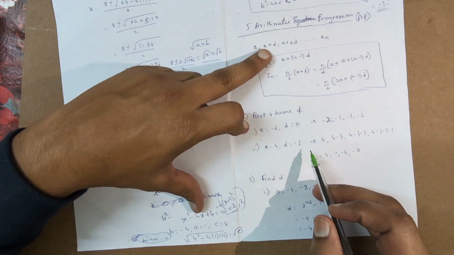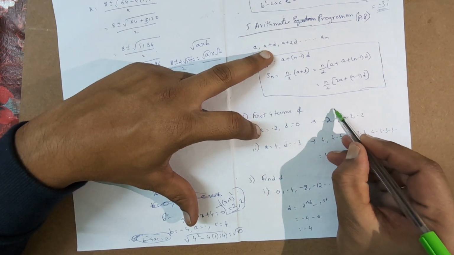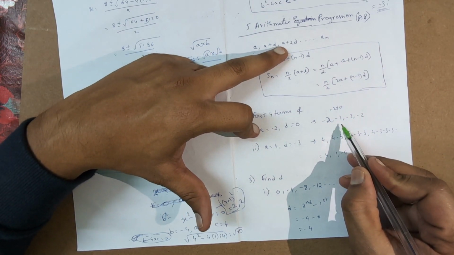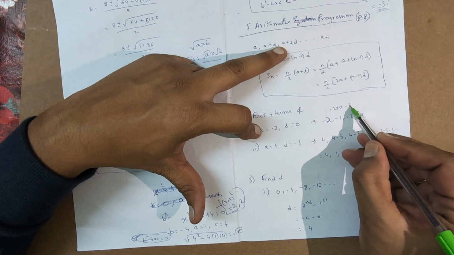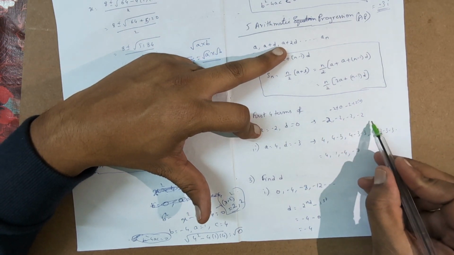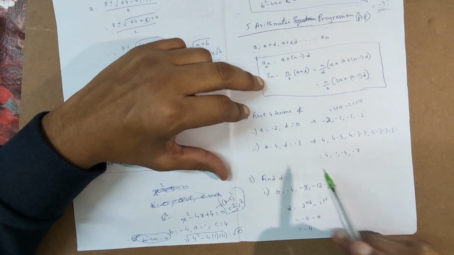What is the second term? a plus d, that is minus 2 plus 0. It will become minus 2. The third term, a plus 2d, that is minus 2 plus 2 into 0. This also becomes minus 2. So all four terms are minus 2, minus 2, minus 2, minus 2.